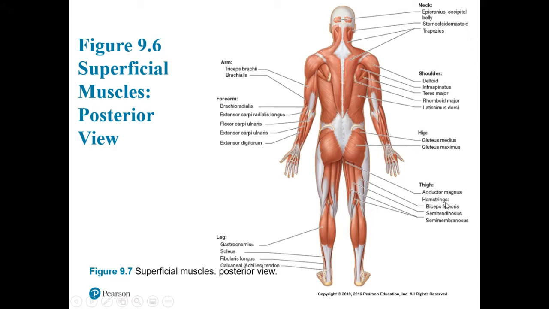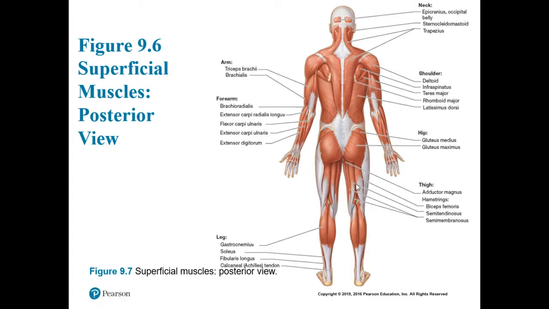Moving down to the hamstrings. Now I talked about the adductor group right there, right? So here's the adductor magnus. Here's the hamstring here. The hamstring's made up of 3 muscles. We have the biceps femoris, which is the biggest muscle of the hamstrings, and then semitendinosus and semimembranosus. Those 3 muscles right there make up the hamstrings.